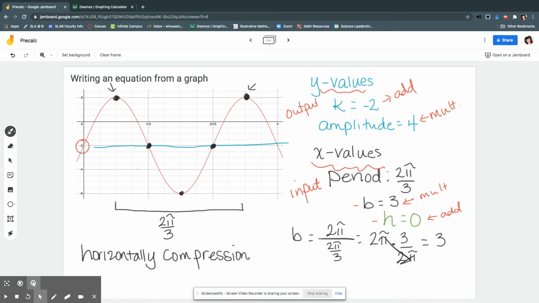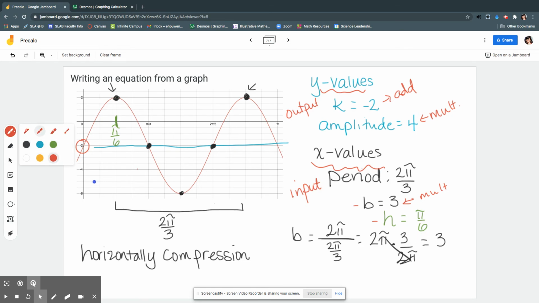The only thing that changes then is the horizontal translation. So we are now starting our cycle at this point right here, which is pi over 6. I know that because that's halfway between 0 and pi over 3. Half of a third is a sixth. So instead of starting at 0, we start over at pi over 6. So again, the only change to the equation is this horizontal translation.